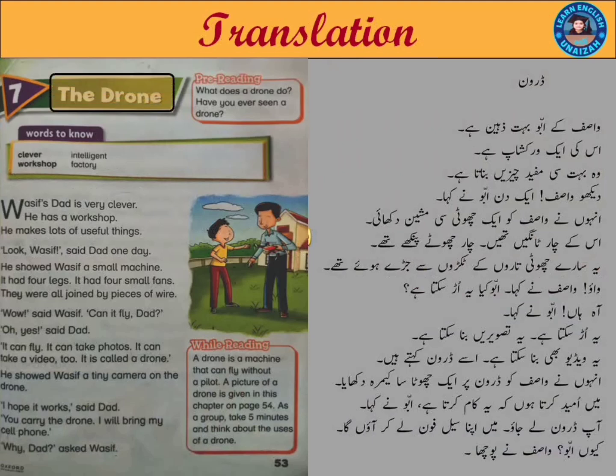Translation. The drone. Wasif's dad is very clever. He has a workshop. He makes lots of useful things. Look, Wasif, said Dad one day. He showed Wasif a small machine.